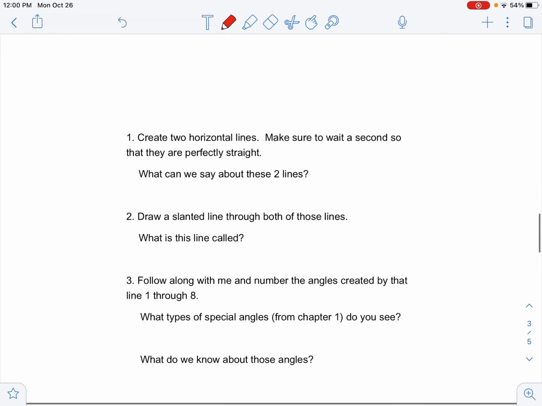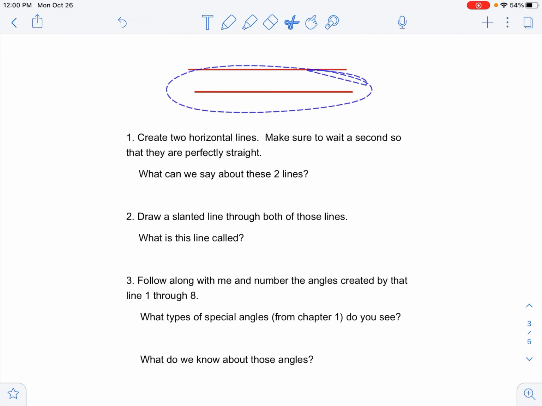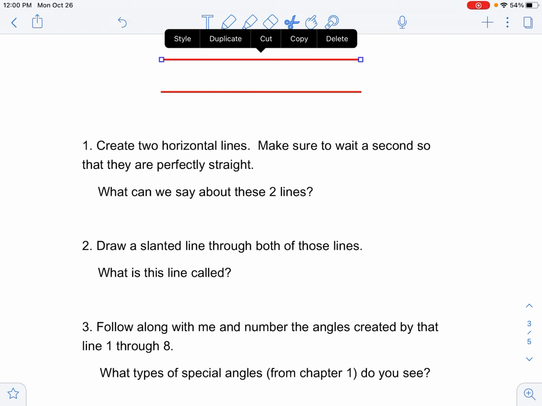All right, so what we're going to do here is learn a couple things about what happens when we have parallel lines. First I want to create two horizontal lines, and I want to wait a second when I draw them so that they're perfectly straight. I'll make one horizontal line, then copy and paste it so I have the same exact one. I want them to be lines and not segments, so I'm going to put little arrows on the end. Okay, so there's my two lines.